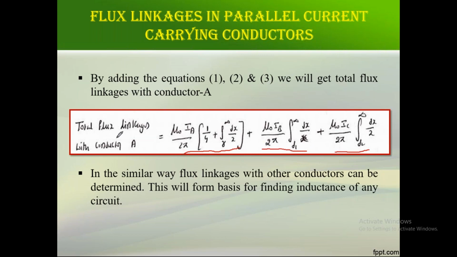If we add these three, then we can get the total flux linkages with the conductor A. After simplification of all derivations, you will get the final value, right? Suppose every term has that mu naught by 2 pi as a common factor, so take the common here, and Ia 1 by 4.